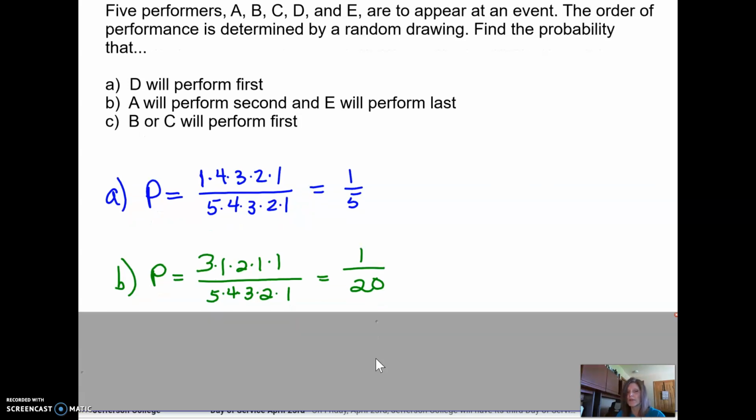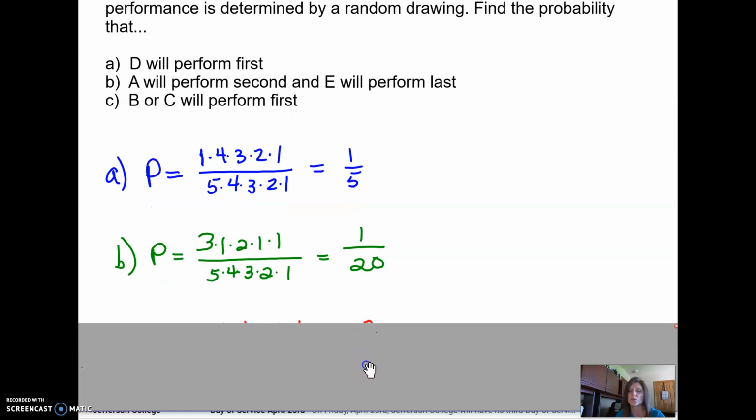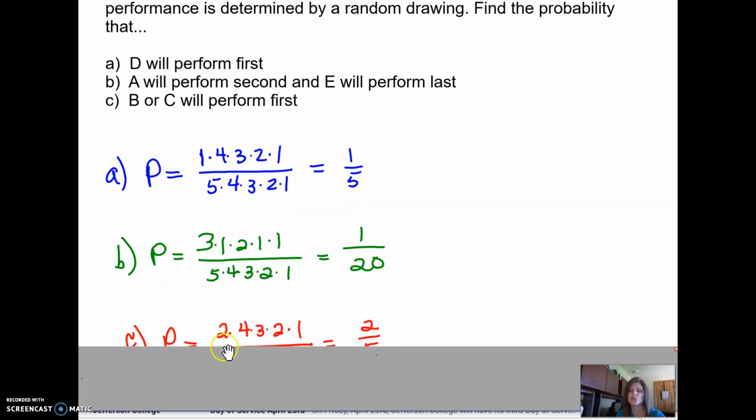All right, last one. Again, if you think you're understanding this, go ahead and hit pause and see if you can figure out the probability that B or C will perform first. All right, let's take a look. So B or C tells me I have 2 possibilities for the first position. Once I've chosen that, then whoever I didn't choose is now in the mix, and we don't care who goes after that. So then it's 4, 3, 2, 1.